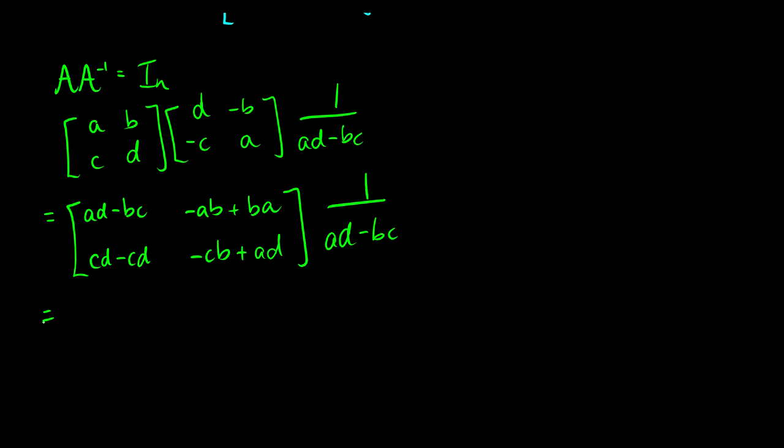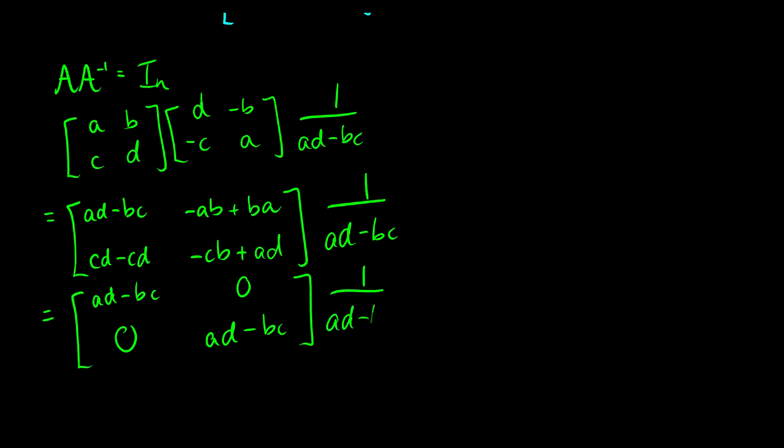Let's take a look here. ad minus bc, keep that in. Negative ab plus ba is 0, cd minus cd is 0, and then we also have ad minus bc as our last entry. Of course, this is all multiplied by 1 over ad minus bc. So when we distribute this multiplication, we see that we get 1, 0, 0, 1, which is the identity matrix.